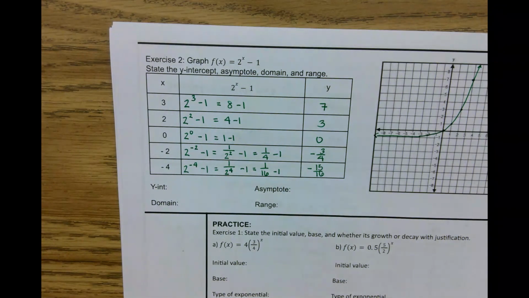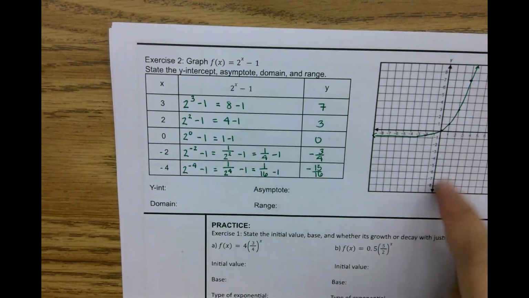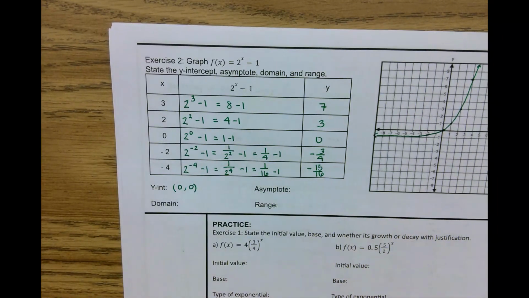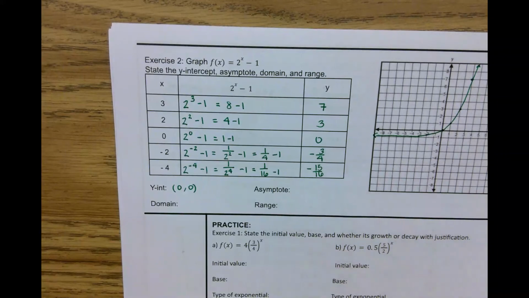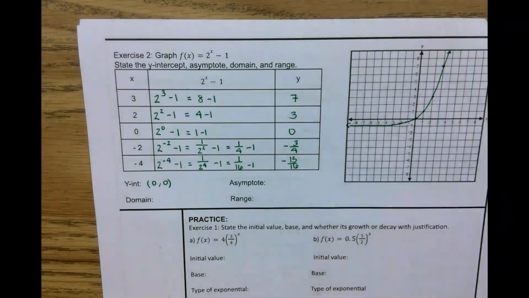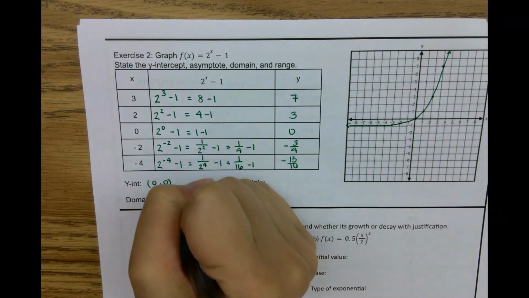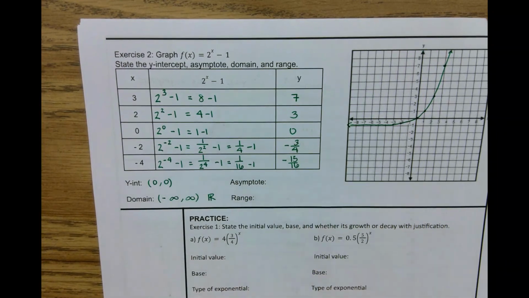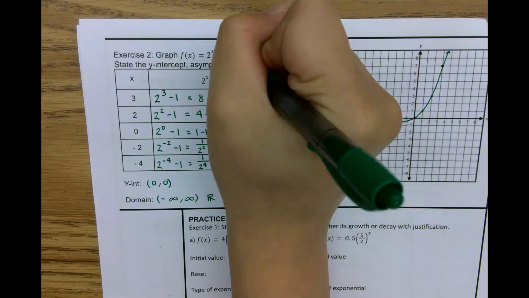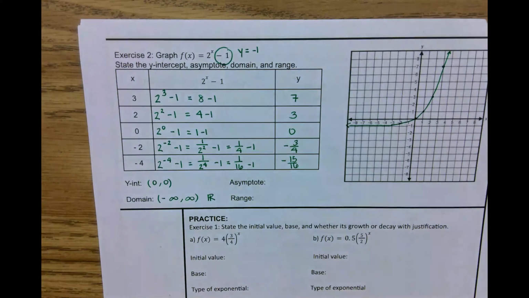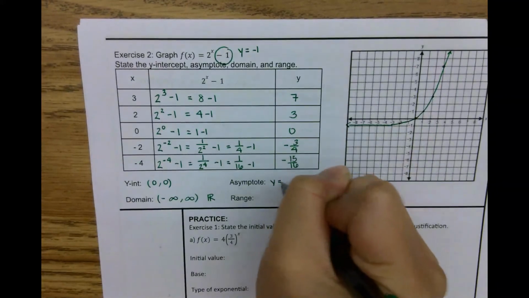So y-intercept: where does it cross the y-axis? It crosses it right here at (0, 0). This is also the x-intercept because this is also where it touches the x-axis. Our domain, as we can see, goes left and right forever with nothing stopping it, so negative infinity to infinity, also known as all real numbers. The asymptote here, I told you when it has a number at the end, this here is the asymptote. So the asymptote is y equals -1.